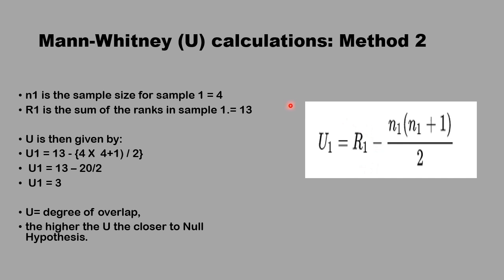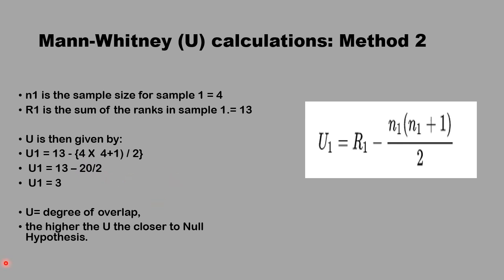And then we use the rank sum for the females, which was lower than that for the males, to calculate the Mann-Whitney test statistic, the U, according to this formula. The U is the rank sum for the females minus the number of females, which was 4, multiplied by the number of females plus 1, which was 5, divided by 2. So this is the equation here. 13 was the sum of the ranks, minus 4 times 5 divided by 2, which is 10. So the final result, the U, is again the 3 that we obtained by the first method.